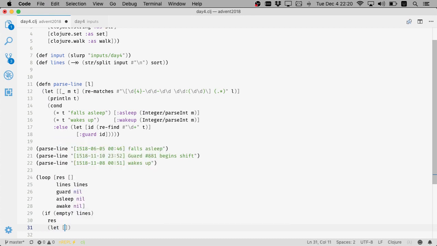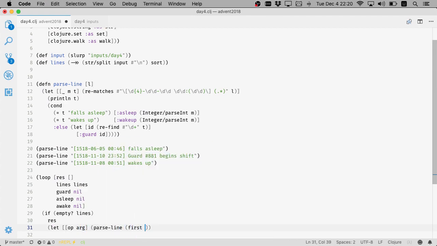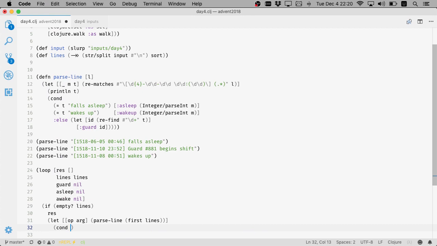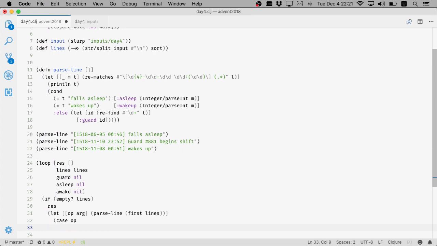Otherwise, let operation and argument be parse line first lines, right? And now condition. So basically it's case op, depending on the op. If op is guard, then we need to recur. So result the same, next lines. The guard is argument, right? So sleep is nil and awake is nil.